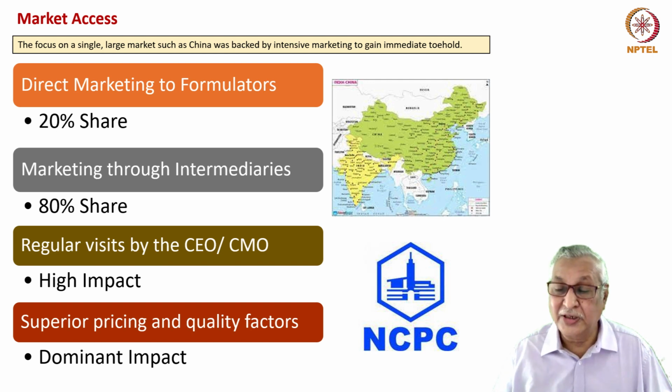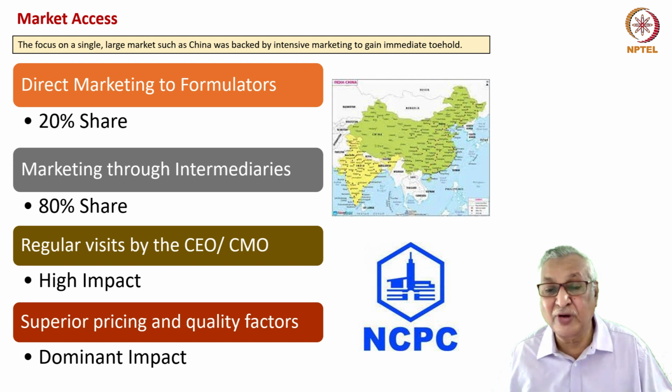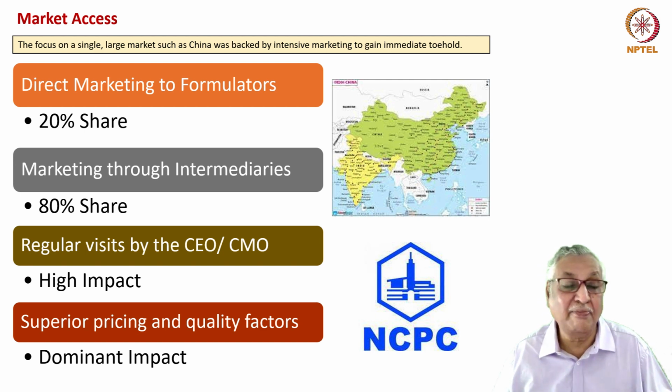The company entered into long-term arrangements with leading cephalosporin formulators in China such as NCPC and several others. So direct marketing to formulators was providing 20% share. Marketing through intermediaries was providing 80% share. Regular visits to the key markets, particularly China, by the Chief Executive Officer and the Chief Marketing Officer had high impact. Superior pricing and quality factors resulted in dominant impact in the overall pharmaceutical space.